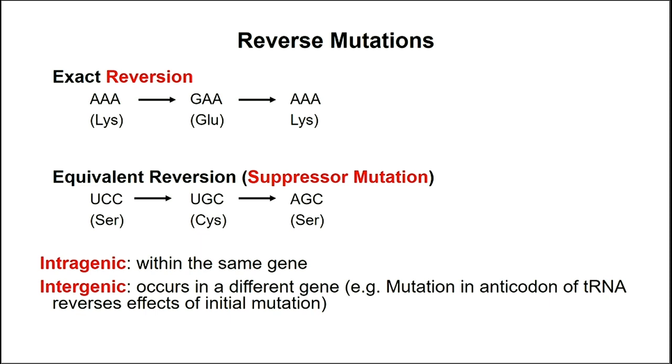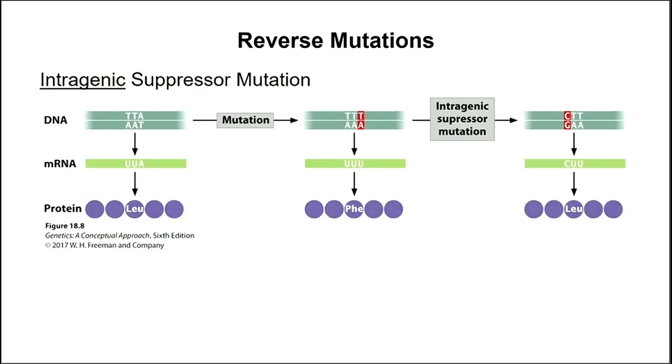There are two types of suppressor mutations. You can have an intragenic or an intergenic. So intragenic is within the same gene. Intergenic occurs in a different gene. So here's an example of the intragenic suppressor.